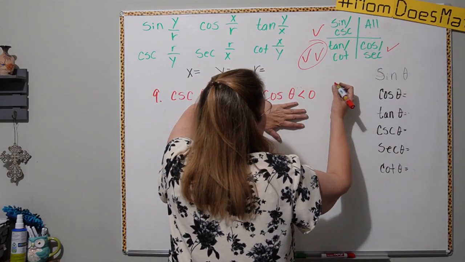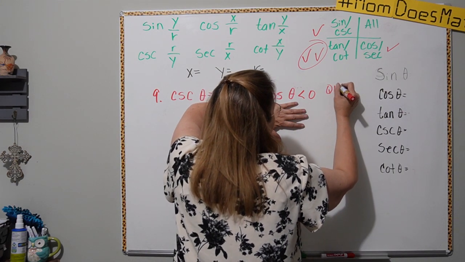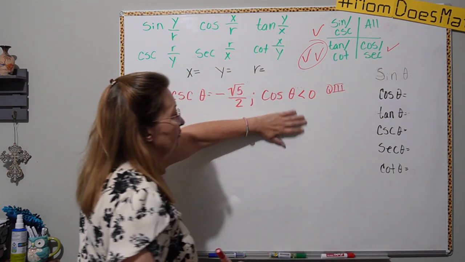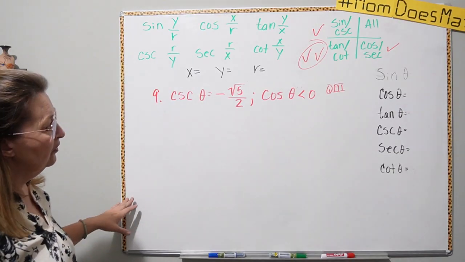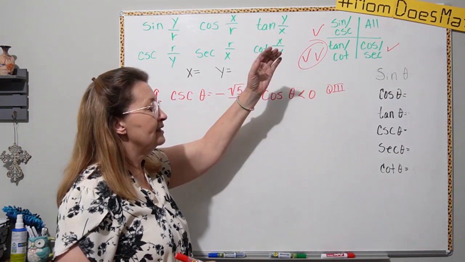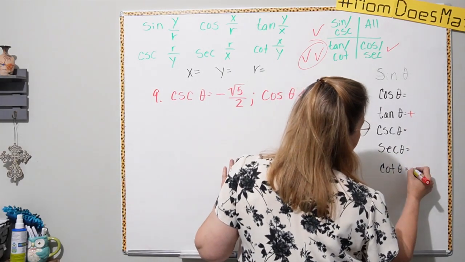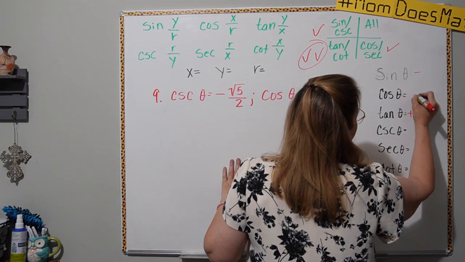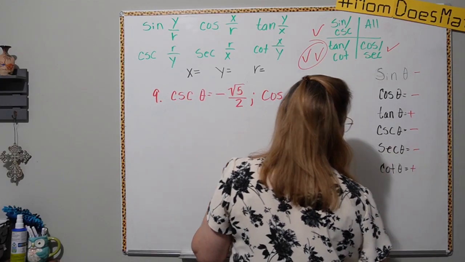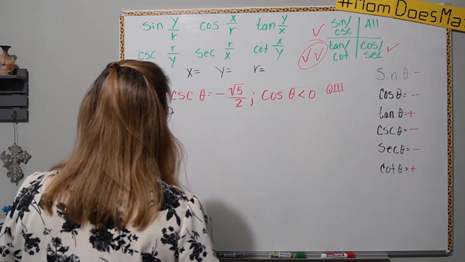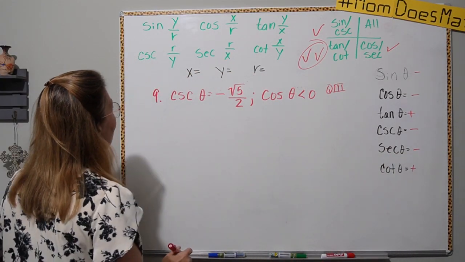So since this is it, our angle is in quadrant 3. Now in quadrant 3, tangent and cotangent are positive. So let's go ahead and mark those, and then we can just put negative for all the others. So we know our signs already. Now let's find our x, our y, and our r.